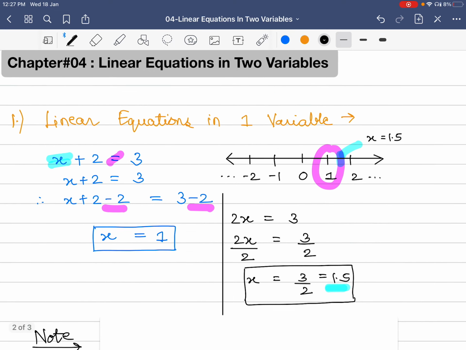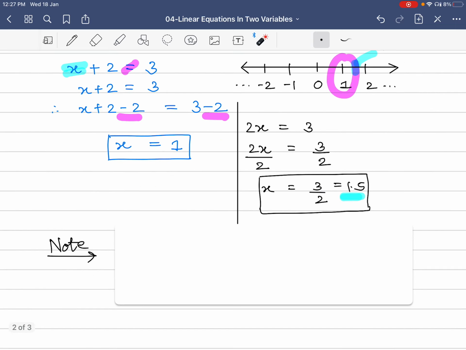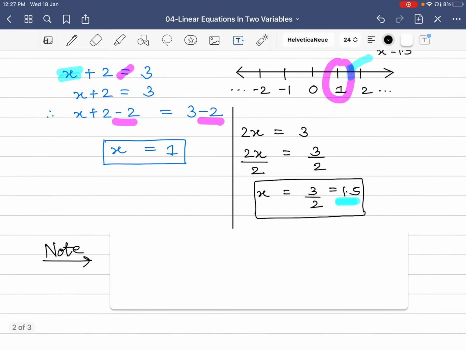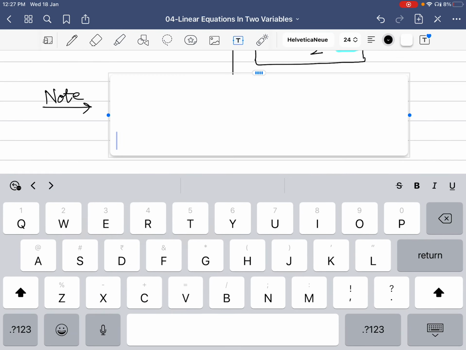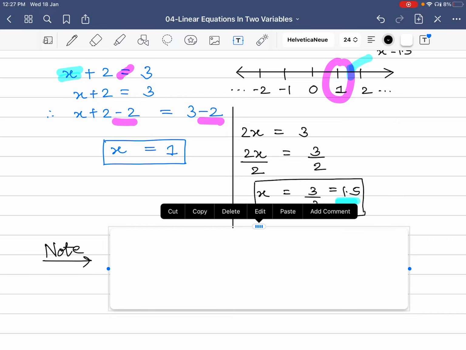Okay. So the conclusion here is that linear equations in one variable, the solutions to linear equations in one variable can be represented on a number line. That is an important point. So let's go down, and I think that's the point I've mentioned here. Okay, let's try to get rid of this.